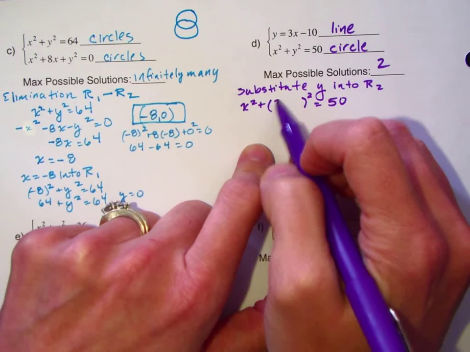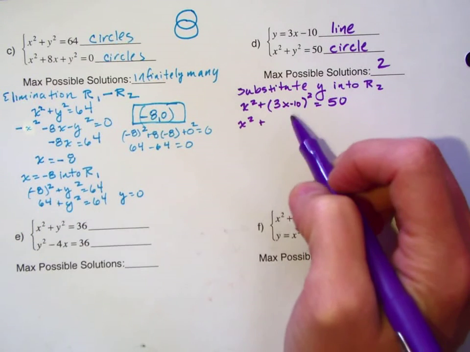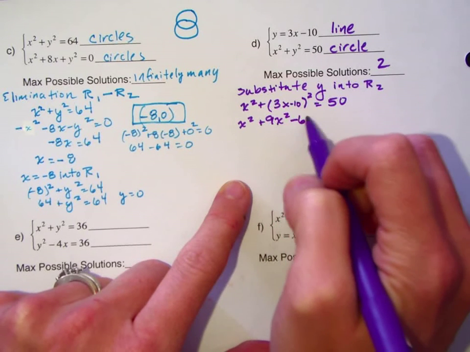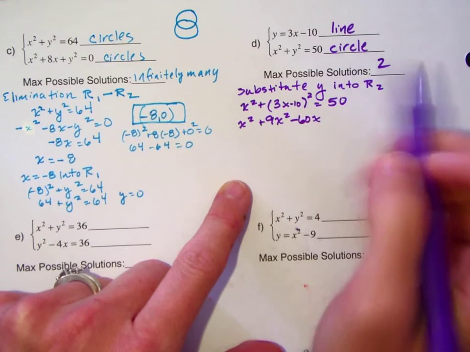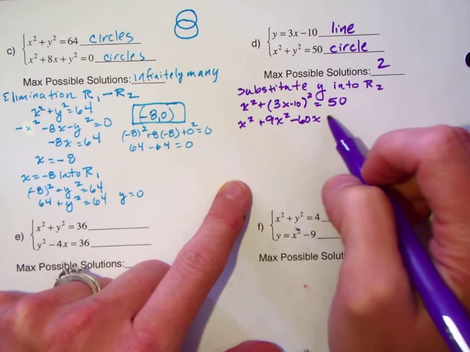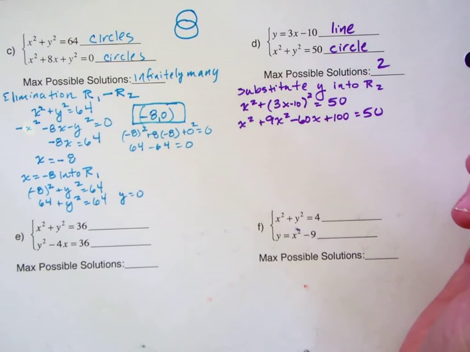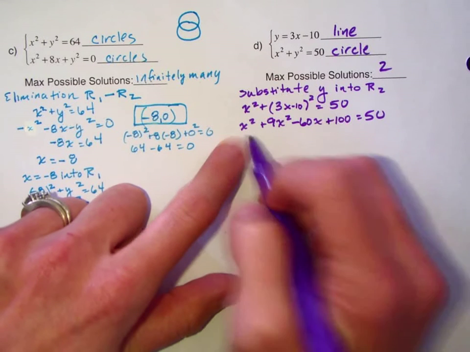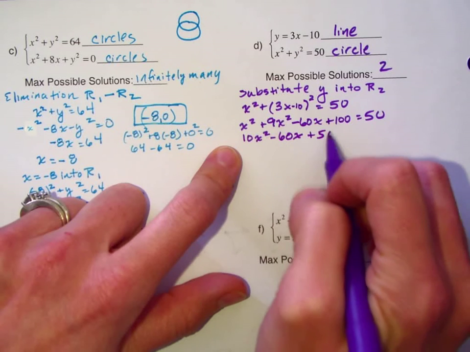Y equals 3x minus 10. Good. So we get x squared plus, careful here, what is this going to multiply to? 9x squared minus 60x. Remember, we're going to have a 3 times negative 10, so that's negative 30. But then you have it twice when you're distributing. So negative 30x plus negative 30x is negative 60x. And then the last one's going to be plus 100 equals 50. What would you do from here? We're going to move the 50 over, and we're going to combine like terms. So 1 plus 9 is 10x squared minus 60x plus 50 equals 0.